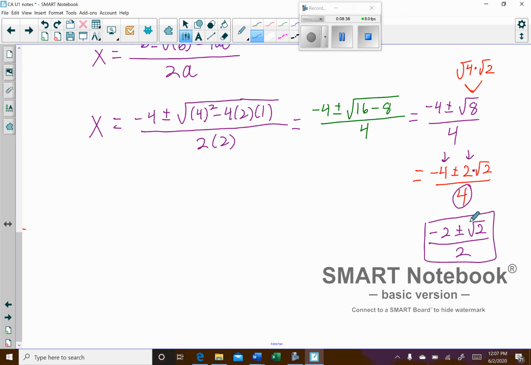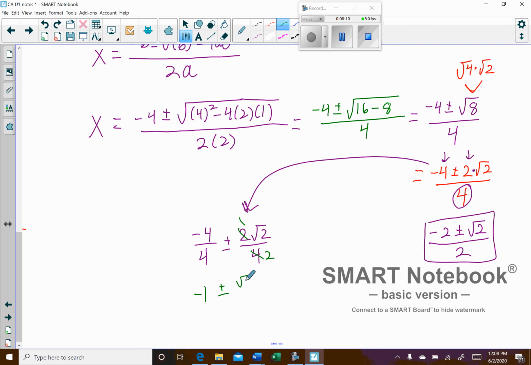And I'll show on this example how you can break it apart and maybe see it a little bit clearer. So what I could have done is break it up as -4 over 4 plus or minus 2 square root of 2 over 4. And this answer is going to look a little different, but it's 100% correct. The computer will take it either way. So -4 over 4 is -1. Then plus or minus, and you can see that this would cancel out right there.